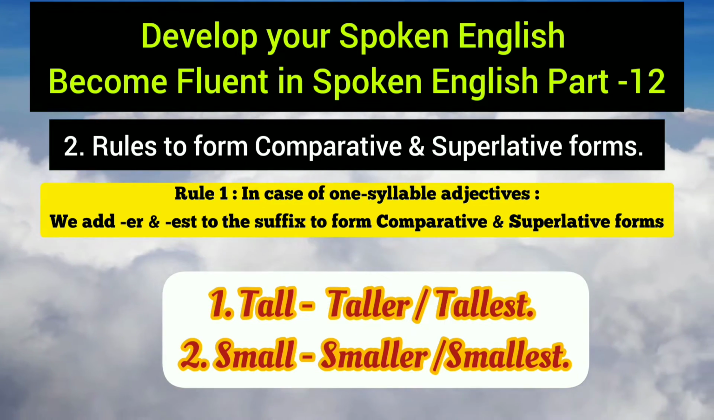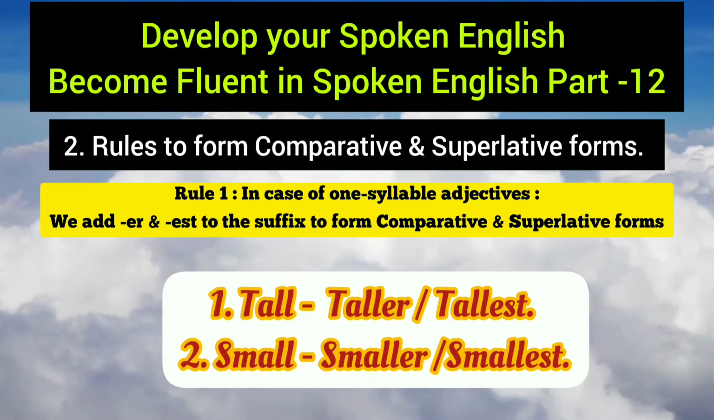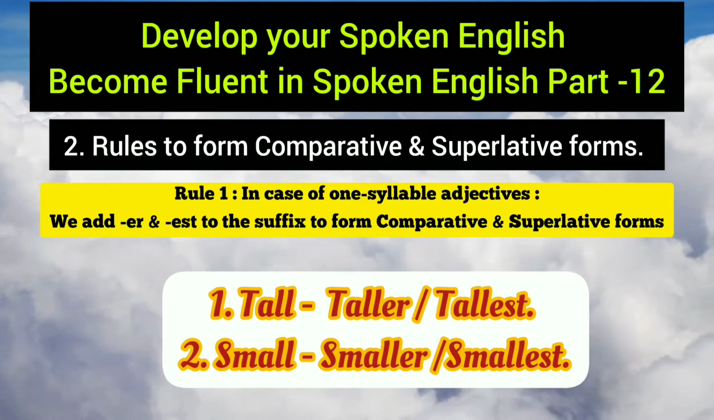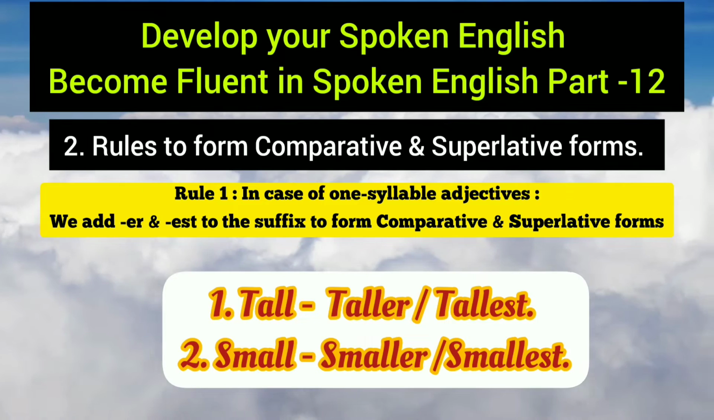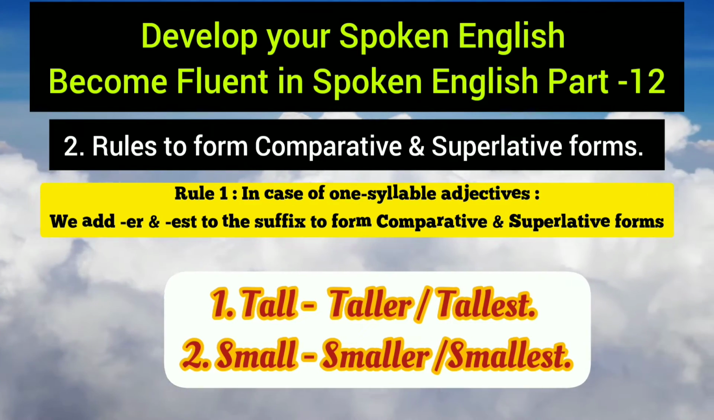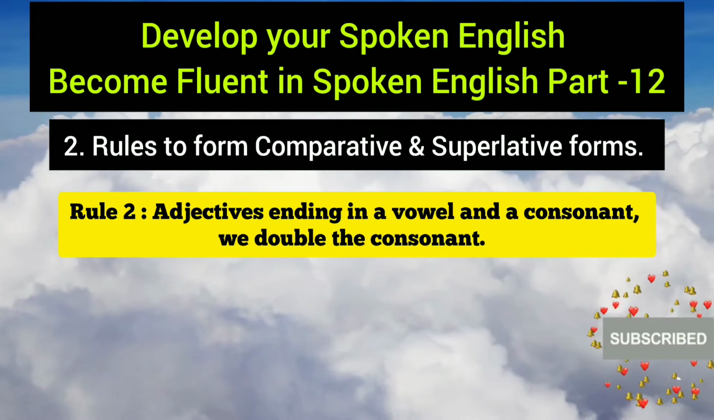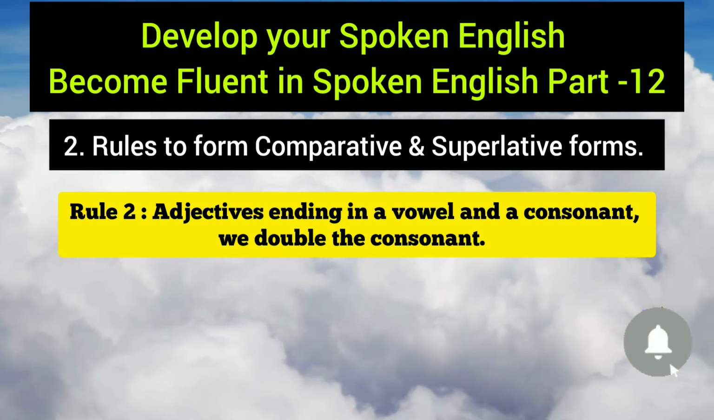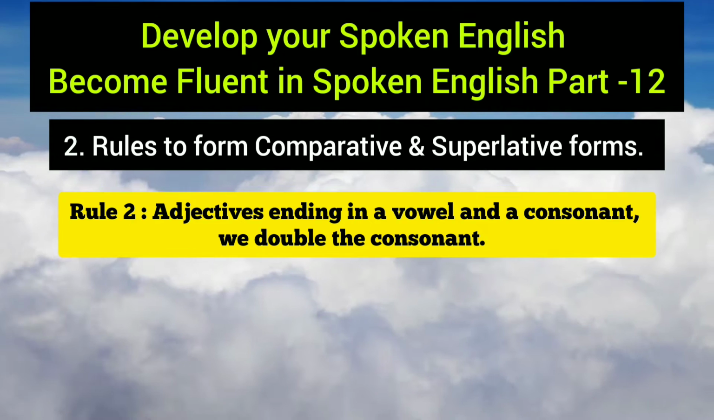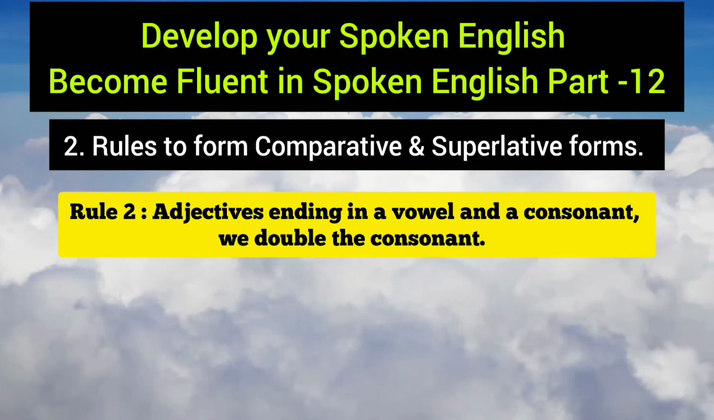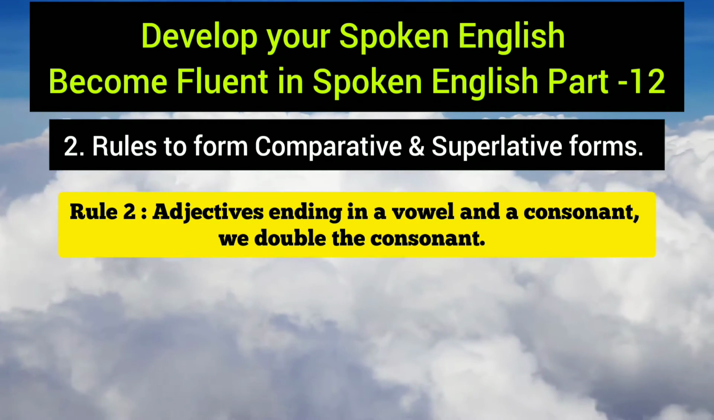By adding -er and -est to the suffix, we can form comparative and superlative forms. Up next we are going to see the second rule. For adjectives ending in a vowel and a consonant, we double the consonant, and by doubling the consonant, we also form comparatives and superlatives. Let's see some examples.